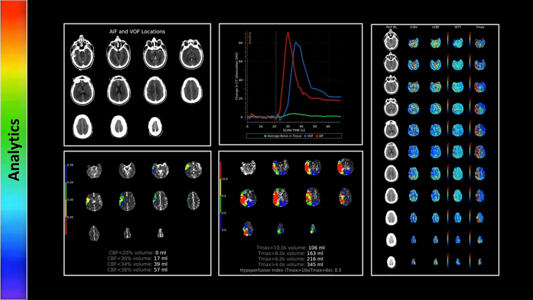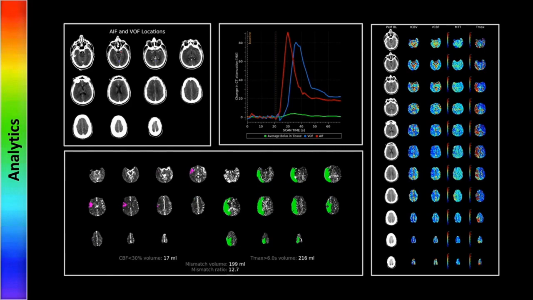Here you can see the mapping of the Tmax as well, again according to various thresholds. Note at the bottom here, hypoperfusion index. That is the volume of tissue with a Tmax greater than 10 seconds divided by the volume of tissue with a Tmax greater than 6 seconds. That hypoperfusion index tends to correlate with the speed of growth of the core infarct. So the higher that number is, the worse for the patient. A 0.3 or lower is associated with a good outcome. This one at 0.5 is obviously headed for a poor outcome, and most normal studies you'll see at 0.1 or even lower.